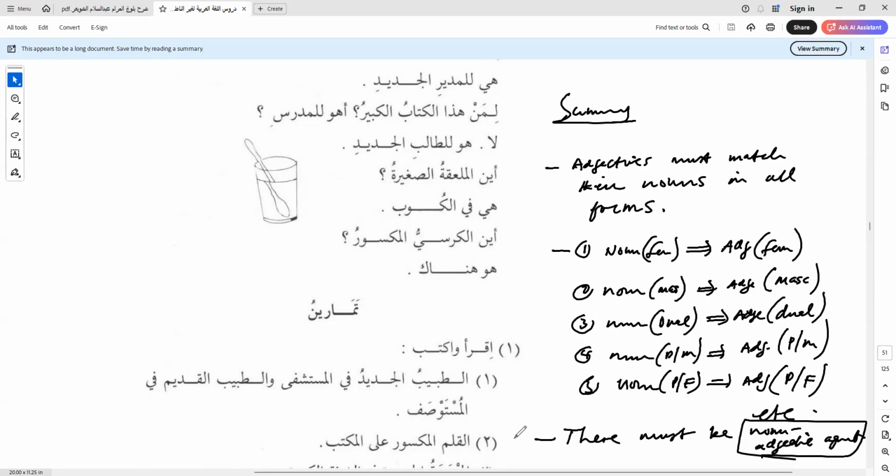And this is what we are learning. And more importantly, a definite noun must have a definite adjective, and an indefinite noun must have an indefinite adjective. Very, very important.